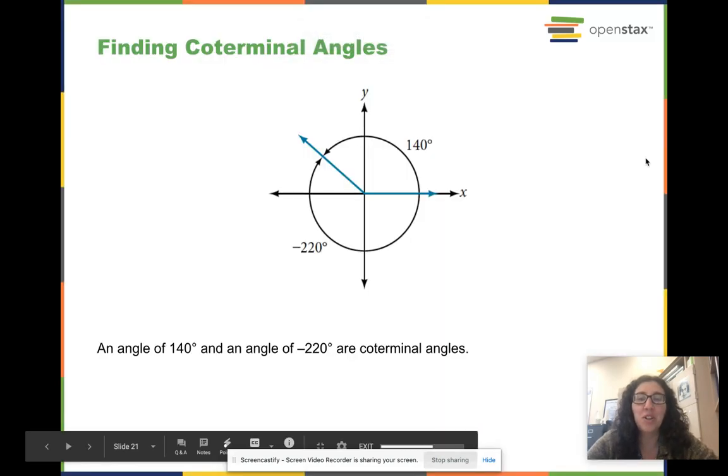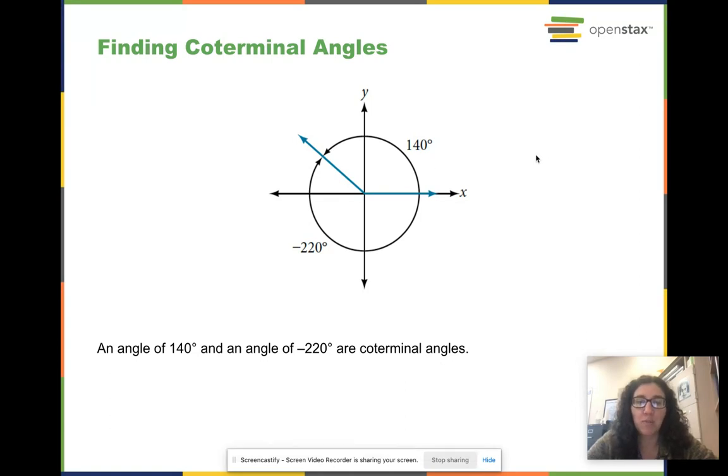Okay, so the next thing we're going to talk about is finding coterminal angles. So let's just make this observation. Let's look at this angle here. Here's an initial side and here's a terminal side. What angle could describe this situation? What's the measure of this angle between these two, the initial and terminal sides?